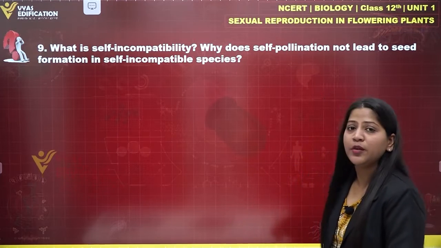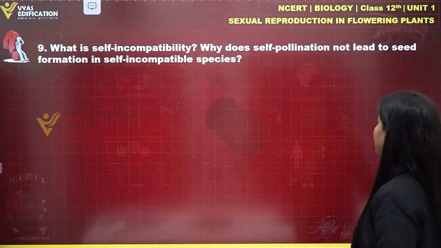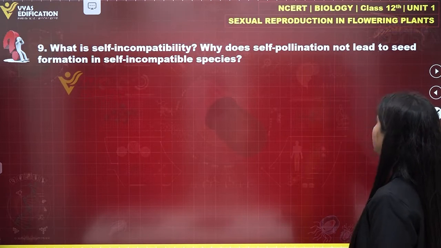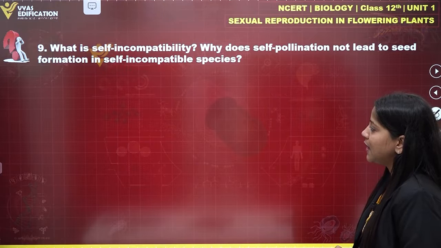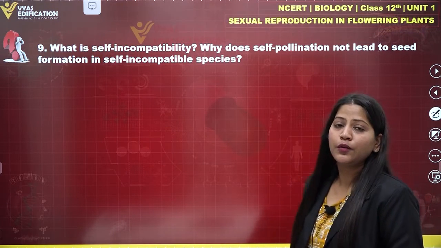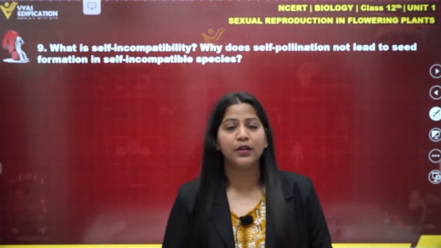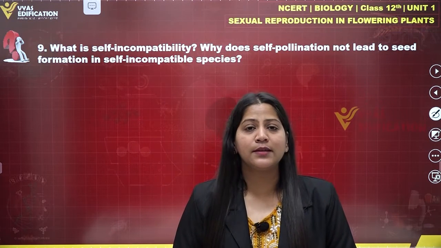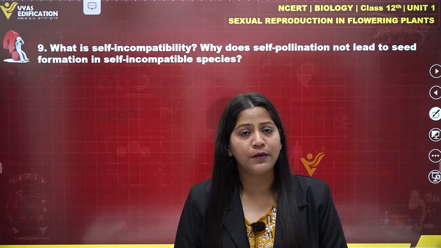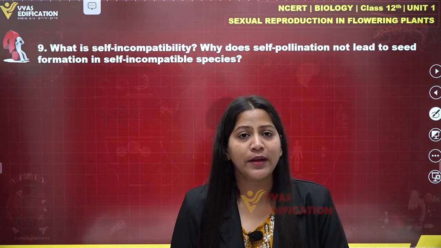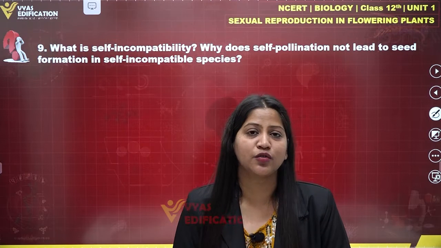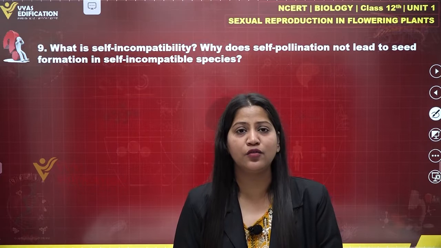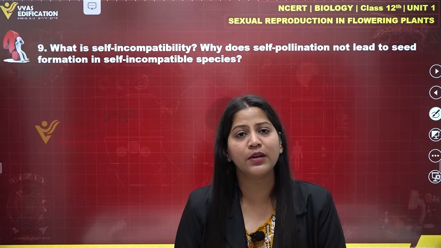Now let's talk about question number 9. What is self-incompatibility? Why does self-pollination not lead to seed formation in self-incompatible species? So first of all, what is self-incompatibility? We already know. First of all, it is a strategy which has evolved in plants to prevent self-pollination in bisexual flowers.